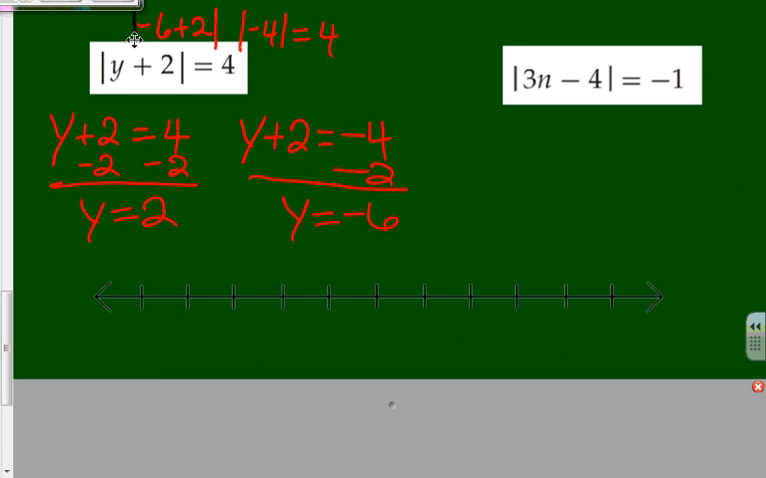And this one, I'm just going to show you. I don't know if you're going to see this on your paper or not. You'll have to just look and watch for it. But in this situation, if you have the absolute value of anything equaling a negative, the answer to this problem is no solution. That's not possible. The absolute value of anything cannot equal a negative. Now let's keep going and look at a few more.